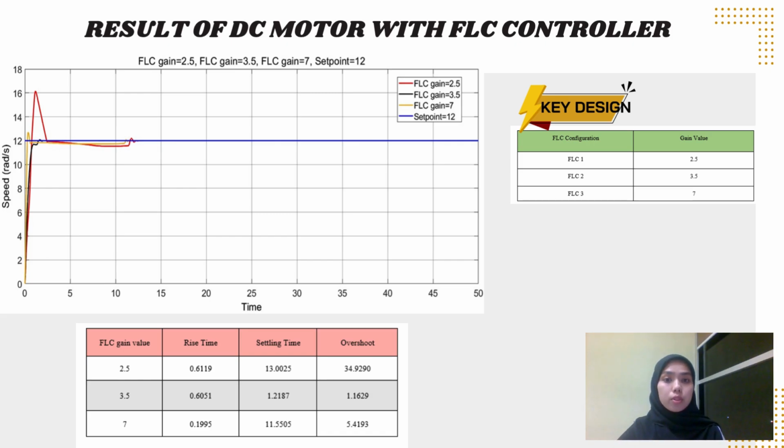So this is the result for the DC motor with FLC controller. In FLC, we also vary the gain value, but the best gain value that we choose is 3.5, because as you can see from the black graph, the optimal result is obtained when we use the FLC gain value of 3.5.